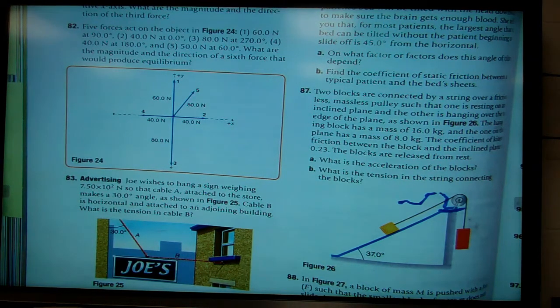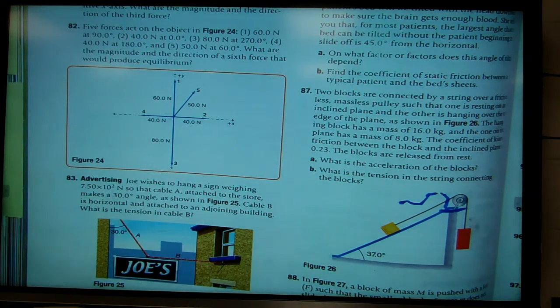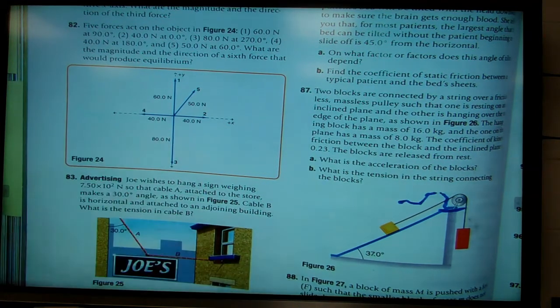Okay, this is all you've got to do. You're trying to find that sixth force. It's going to be on the other side, the other half of that 50 newtons. It's going to be negative. I think it will be in the third quadrant, but I'm not 100% sure. I'm like 92% assured that we're going to be in the third quadrant, because it seems pretty logical.